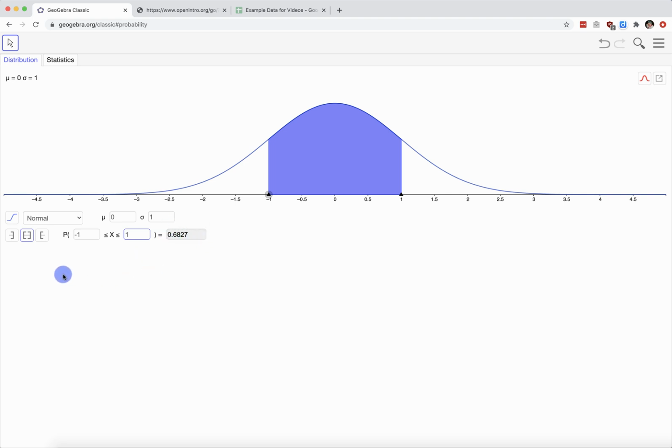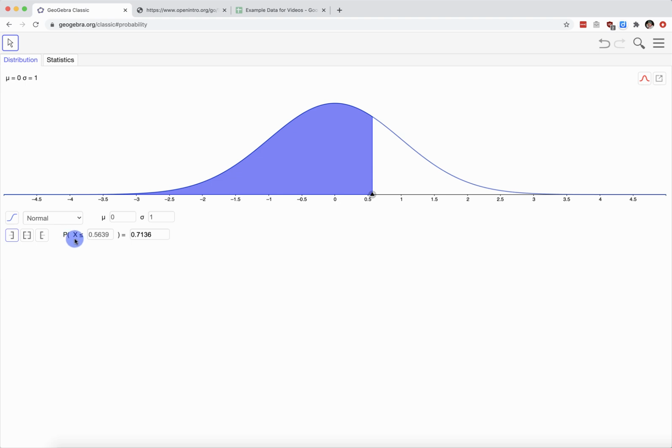Now the reason why we have middle area graphed is because we have three buttons that we can choose. These two little braces are facing inward, so we're finding area in the middle, but we can choose one of the other buttons and find area to the left or to the right of a z-value. So if I choose the brace that opens to the left, I will find area to the left. And then in the graph, I'll have one endpoint to change as the upper bound.